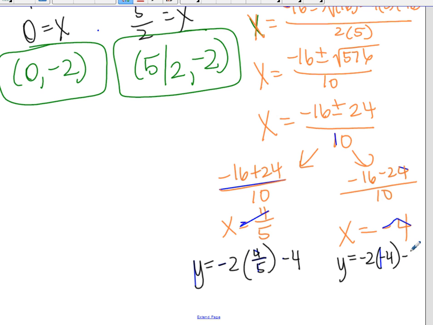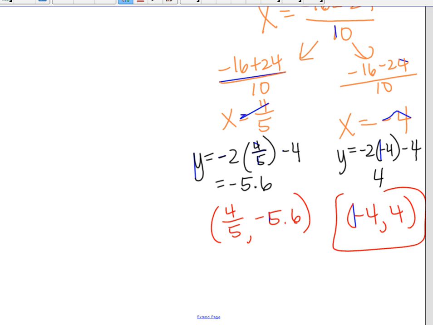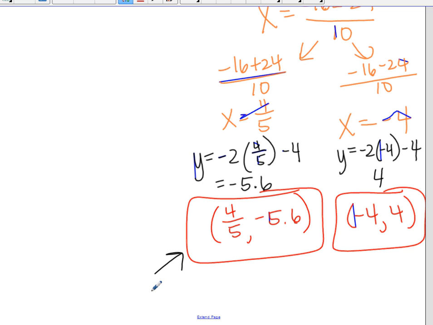Sorry, you guys, ignore all the blue. This is annoying. So you get -5.6 over here. And 4 over here. So your two intersection points are at (4/5 or 0.8, -5.6, or whatever the fractional equivalent is) and (-4, 4). So that's one answer. That's another answer. This is something you would definitely want to do algebraically because you would never easily find this answer graphically.